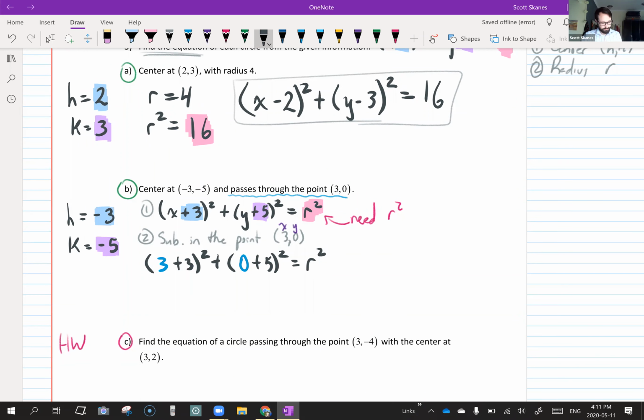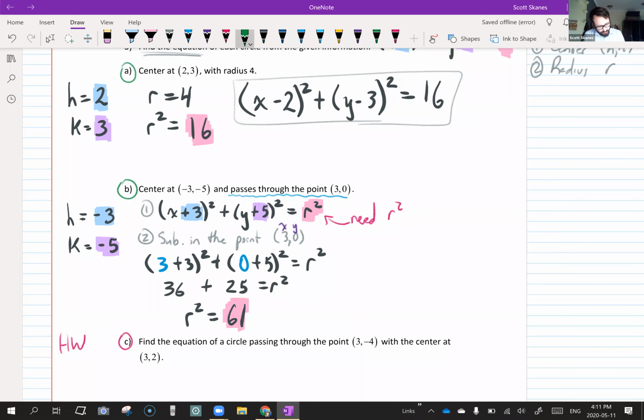Yeah, excellent. Well done. So 3 + 3 is 6. 6 squared is 36. The next one is 5 squared, 25, equals r squared. We can just solve for r squared and leave it at that. It's going to be 61. That is our r squared. We have everything we need.